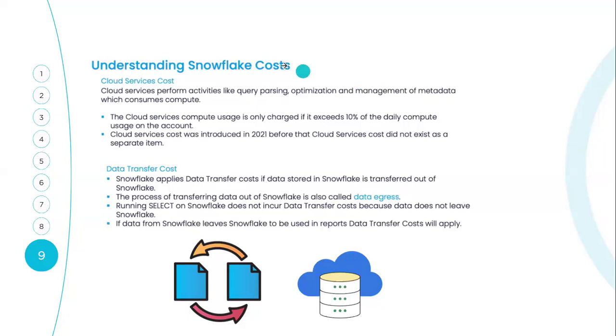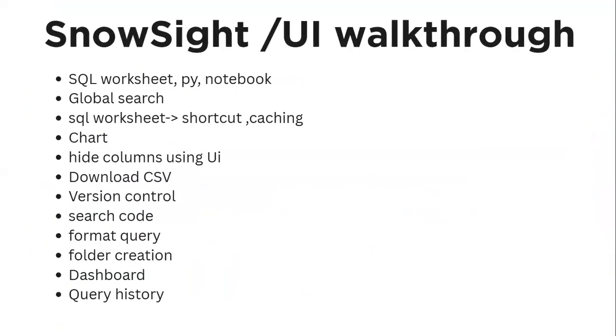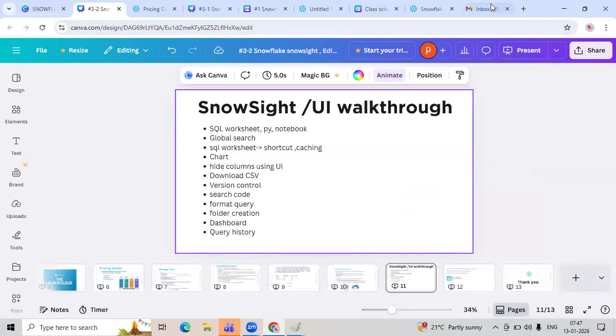Next, the data transfer cost. Snowflake applies a data transfer cost if data is transferred out of Snowflake. If you are transferring data out of Snowflake, then definitely you need to pay the cost. The process of transferring data out is also called data egress. Running a select on Snowflake does not incur a data transfer cost because data does not leave Snowflake. If data leaves Snowflake to be used elsewhere, the data transfer cost will be applied. So overall, these are the four costs we have. These are the pricing policies that Snowflake follows.